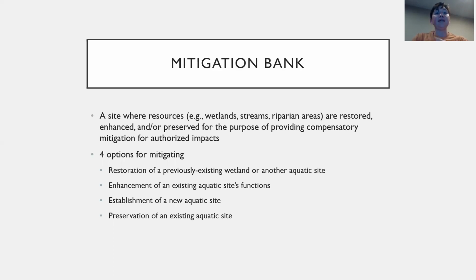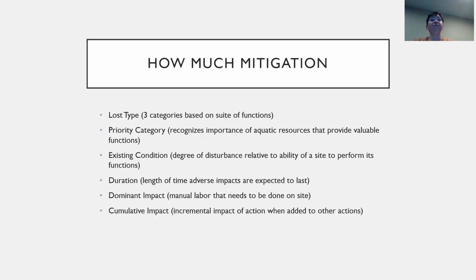A mitigation bank is a site where resources are restored, enhanced, or preserved for the purpose of providing compensatory mitigation for authorized impacts. 4 options for mitigating are restoration of a previously existing wetland or other aquatic site, enhancement of existing aquatic sites' functions, establishment of a new aquatic site, and preservation of an existing aquatic site.